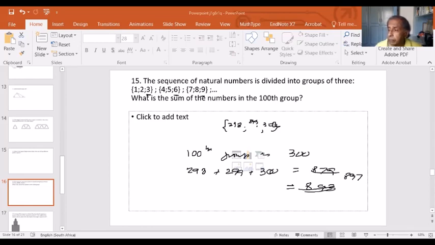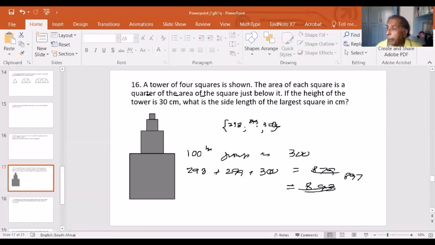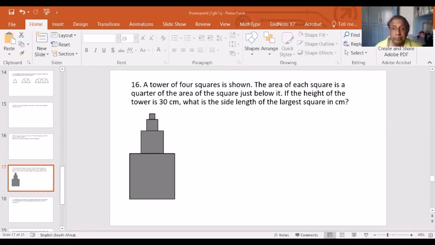Okay, so that now takes us to problem number 16. Problem number 16 says the following. A tower of 4 squares is shown. Okay, you got a square here, you got a square here, you got a square here, you got a square here. And the area of each square is a quarter of the area of the square just below it. So the area of each square is a quarter of the one which is underneath it.